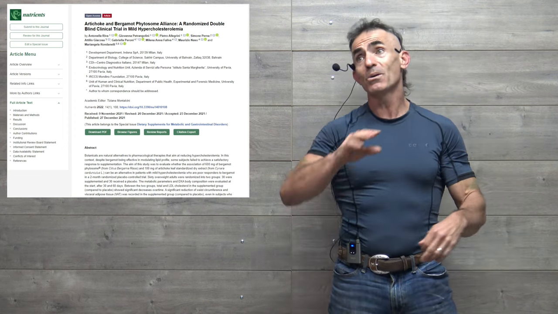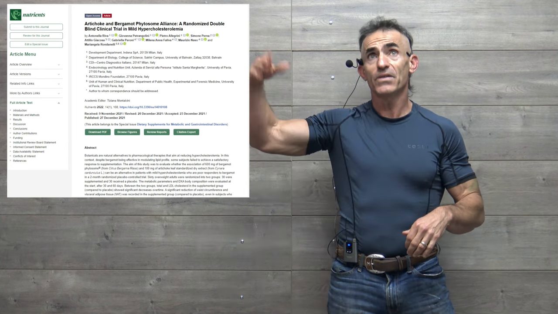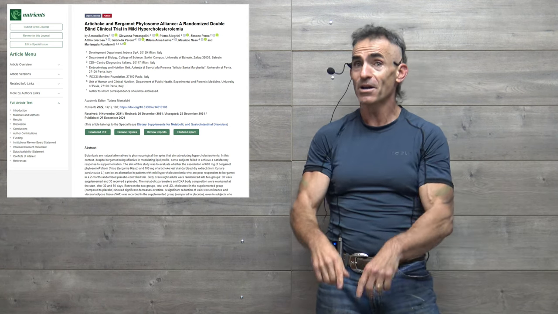Bergamot, artichoke: 600 milligrams of bergamot phytosome, 100 milligrams of artichoke dry leaf extract. That's basically what it was. One tablet before lunch, one tablet before dinner, and voila.